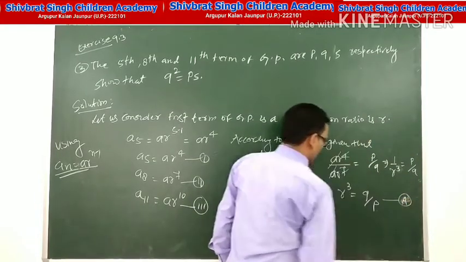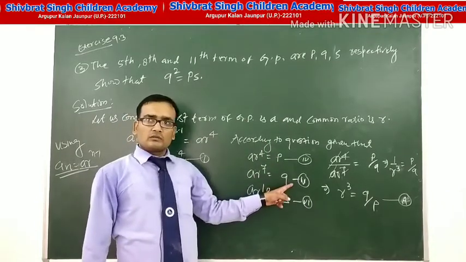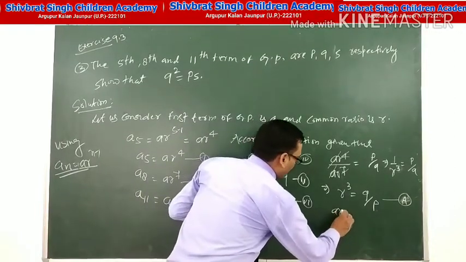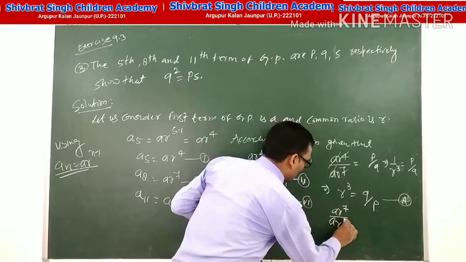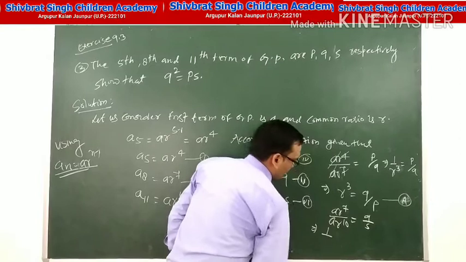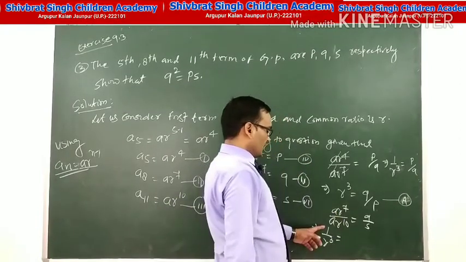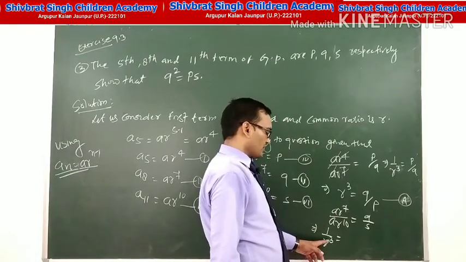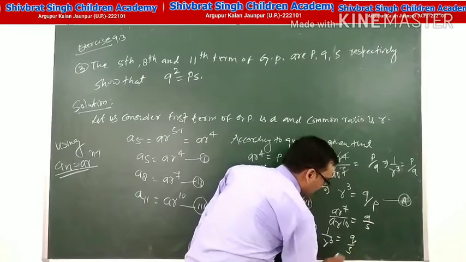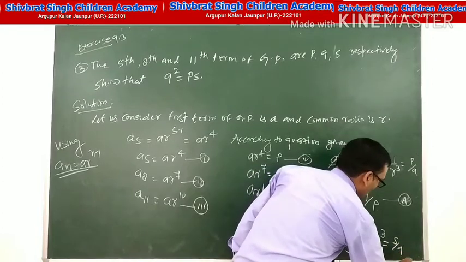And again similarly we divide the second by the third, and we get the value of r. A r to the power 7 upon a r to the power 10 equals q upon s. This implies that a cancels, 1 upon r to the power 3 equals q upon s. This implies r to the power 3 equals s upon q. This is b.